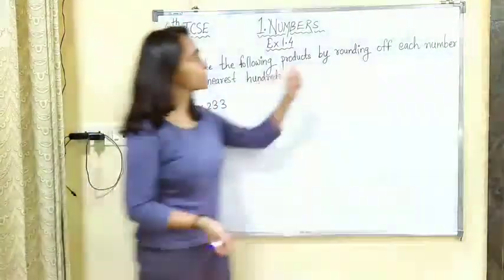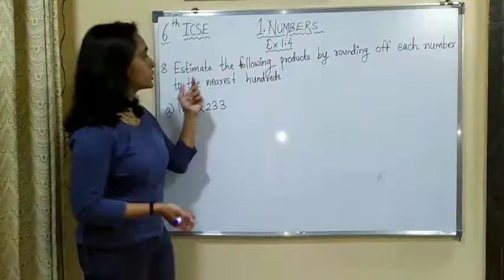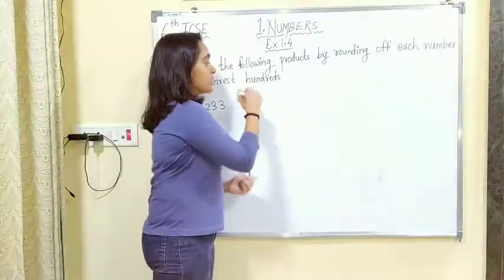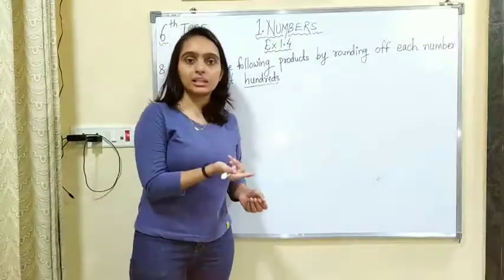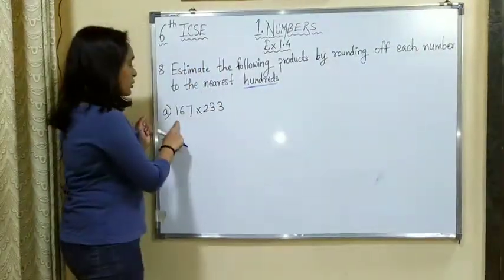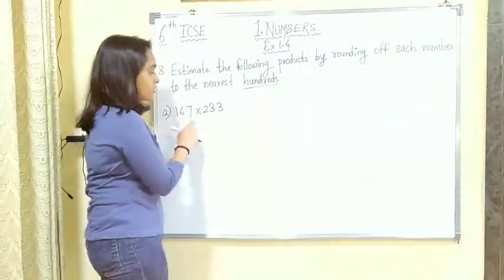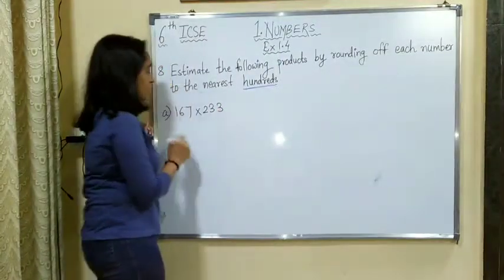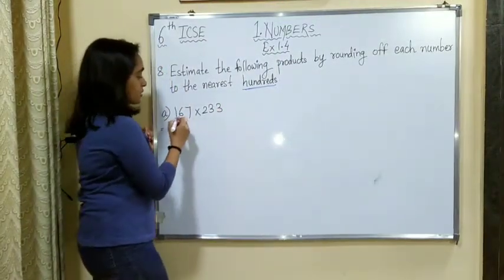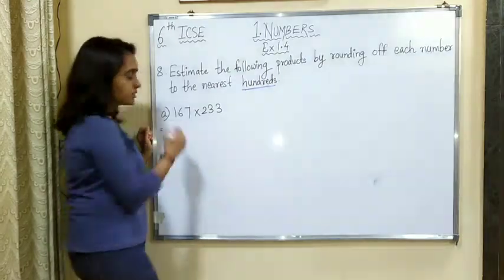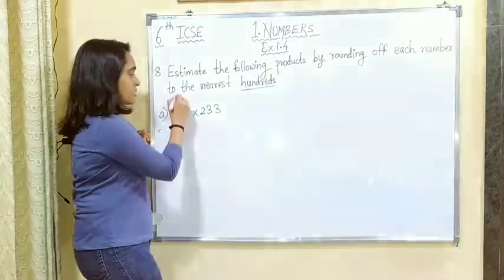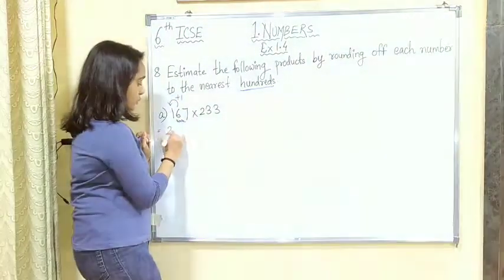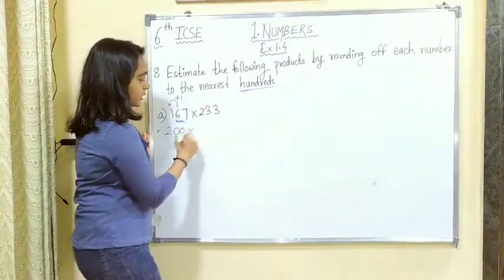Estimate the following products by rounding off each number to the nearest 100. So here we have to estimate the given numbers to hundreds place and then multiply them. The question is 167 multiplied by 233. So we have to estimate to hundreds place. The digit at tens place is 6, so we will add 1 to the next number. So it will give you 200.